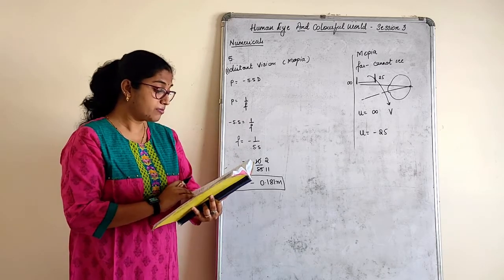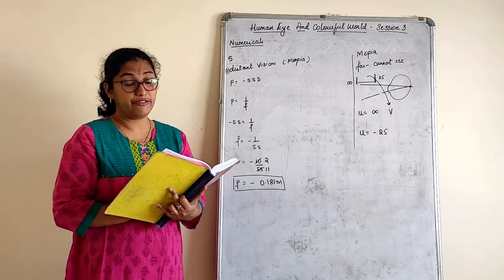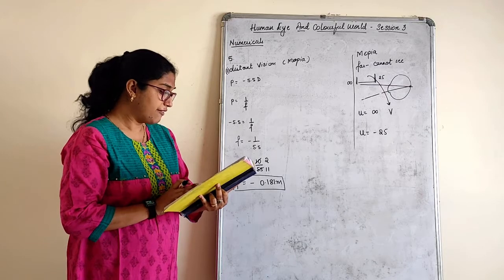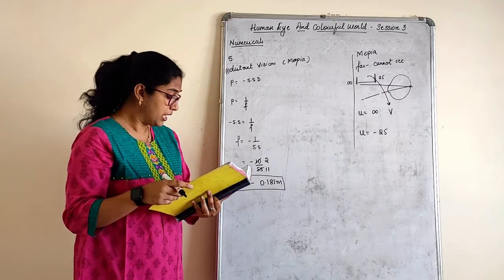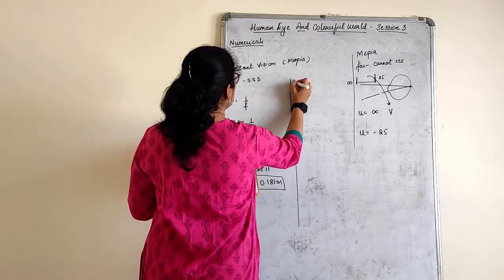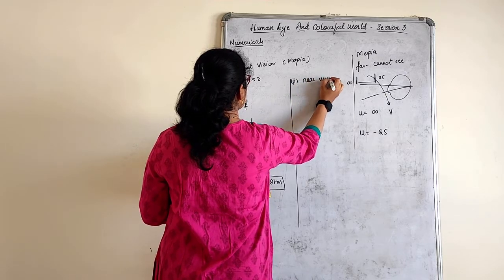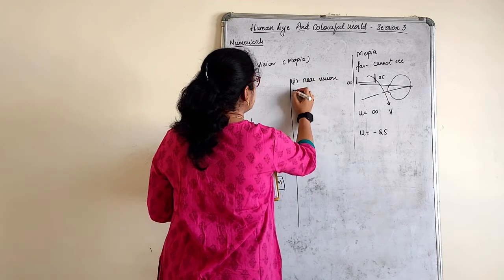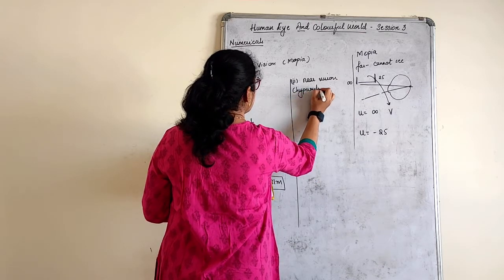Which type of lens is it, children? Myopia, right? In myopia, what type of lens do we use? Concave we use. They have not asked that here, but the focal length is negative, so it has to be concave. Next, in the second part, it is near vision. Near vision is hypermetropia.